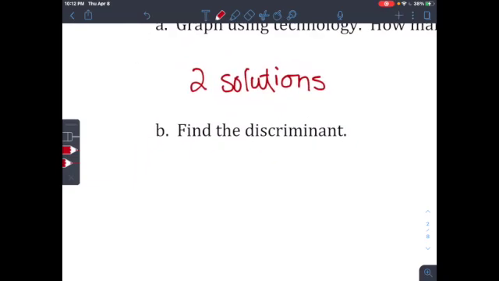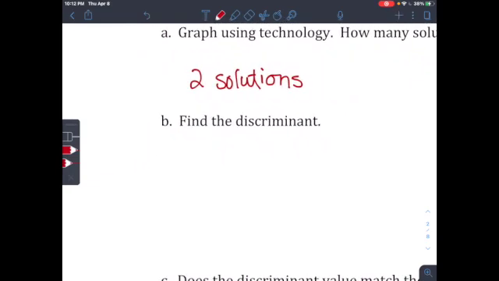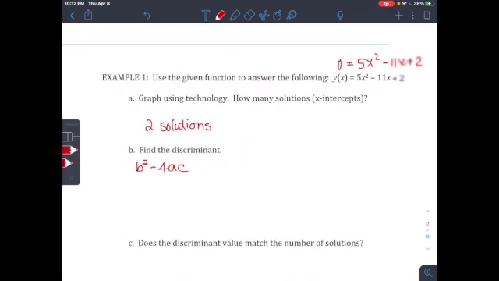All right, the next one says find the discriminant. When you find the discriminant, the formula you have to use is b squared minus 4ac. Before we do that, let's take a look. Your answer for a is equal to 5. Your b is equal to negative 11. And your c is equal to 2.